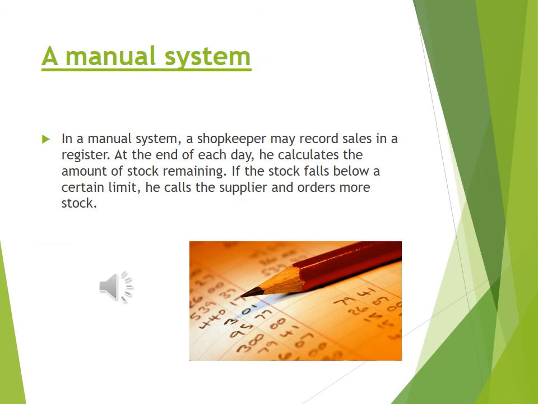What is a manual system? A manual system is a system which has to be worked manually. Let's take an example. A shopkeeper may record sales using a pen and a register. At the end of each day, he calculates the amount of stock remaining, and if the stock falls below a certain limit, he calls the supplier and orders more stock.